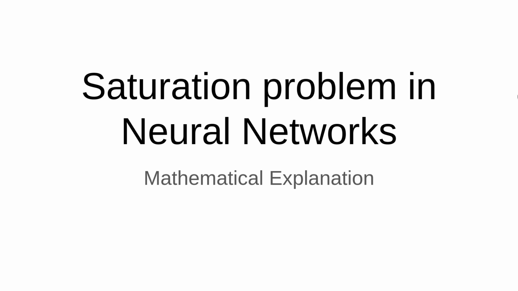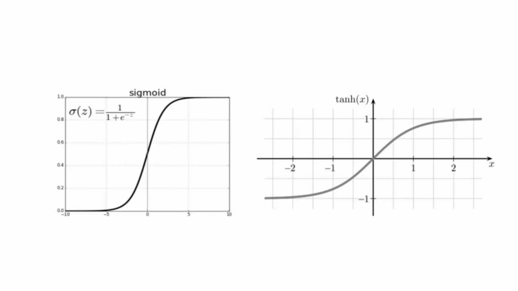Have you ever wondered why some neural networks learn slower than others? The answer might lie in something called the saturation problem. Today, we'll break it down mathematically, see why it happens, and understand which activation functions can overcome it.